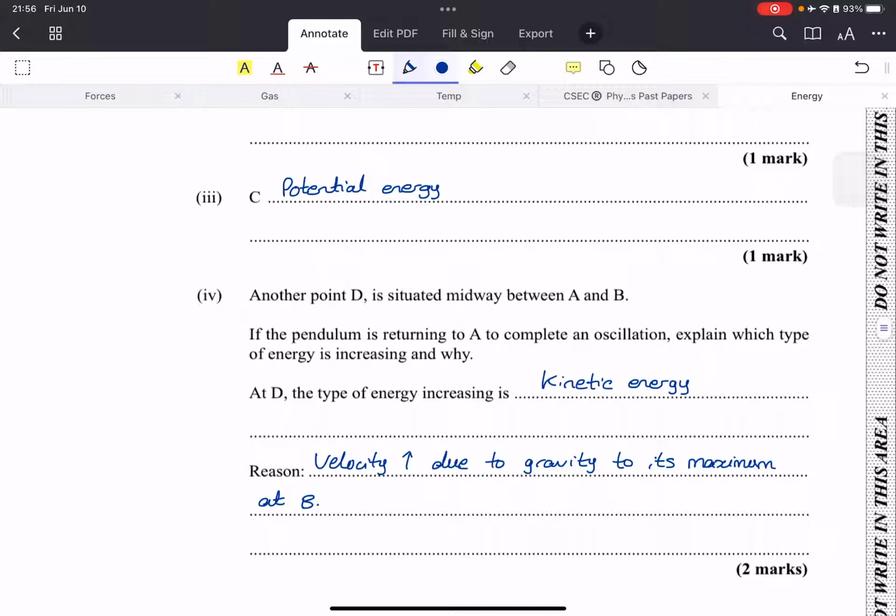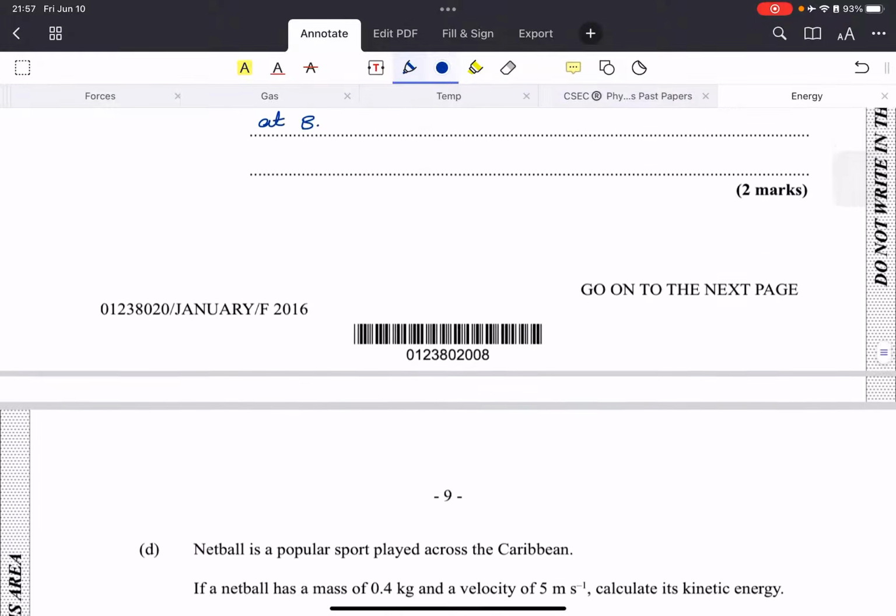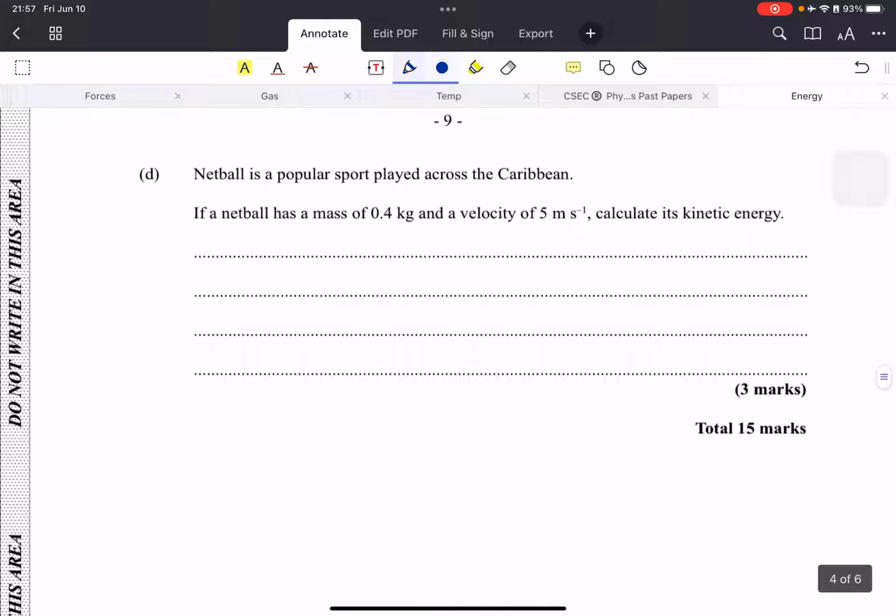So that's what I just described here, right? Another point D is between A and B, right? If the pendulum is returning to A to complete an oscillation, explain which type of energy is increasing and why, right? So look at the direction of D. Here the pendulum was picking up speed at B, and now it's going to A, and we know already that it's slowing down, right? So therefore, kinetic energy is being converted to potential energy because it's being slowed down, okay?